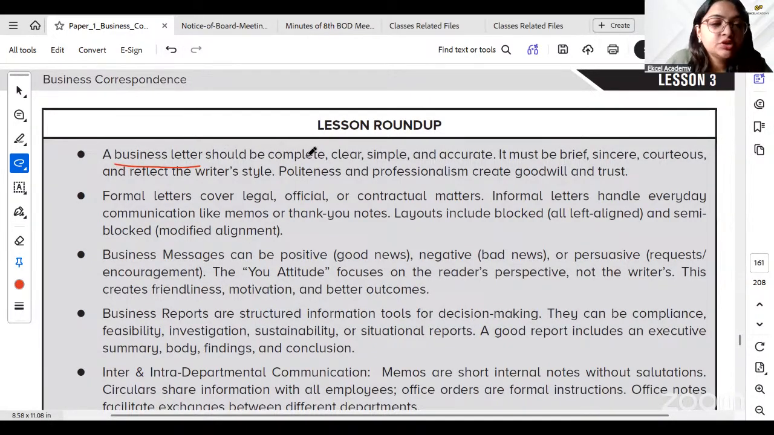Next, what is a business letter? It should be complete, clear, simple, and accurate. It should reflect the writer's style, politeness, and professionalism, and create goodwill and trust. Formal letters cover legal, official, or contractual matters. Informal letters are everyday. Then you have the layout, which is block and semi-block. Then we proceeded to understanding business messages, which can be positive, negative, or persuasive, and you always need to focus on the you attitude.